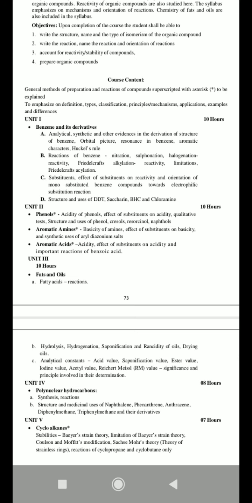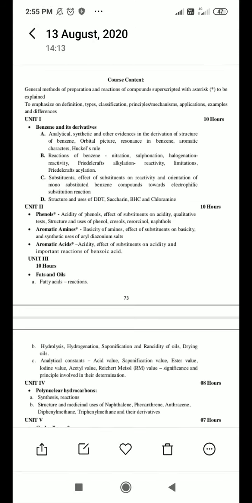Aromatic amines means, for example, aniline. Aniline means benzene, and at position 1 there is an NH2 amine, which makes it an aromatic amine. This is nothing but the aromatic amine. This is one of the examples of an aromatic amine.